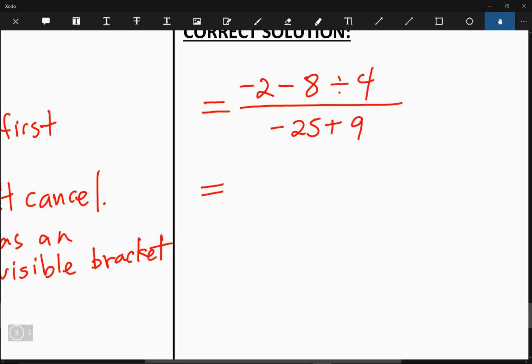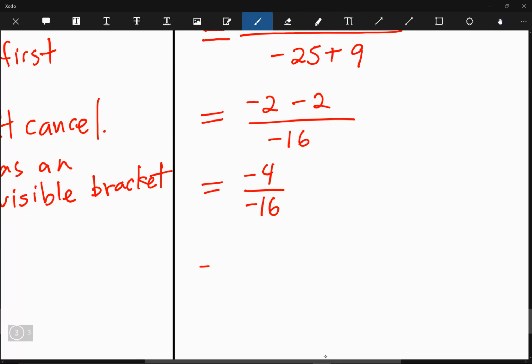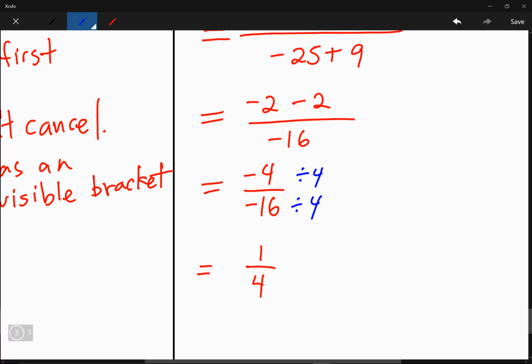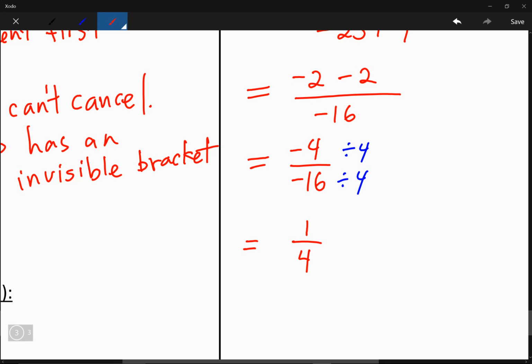So then we do the top. So what division comes first? So 8 divided by 4 is 2. So I have -2 minus 2. And on the bottom, you have -25 plus 9, which is -16. And then we do -2 minus 2, which is -4. And then over -16. And you notice we have two negatives being divided, so they cancel to make a positive. And if I reduce it in lowest terms, if I divide the top and bottom by 4, I will get 1 over 4 as my answer. Okay, and there you go. There's our review of BEDMAS.